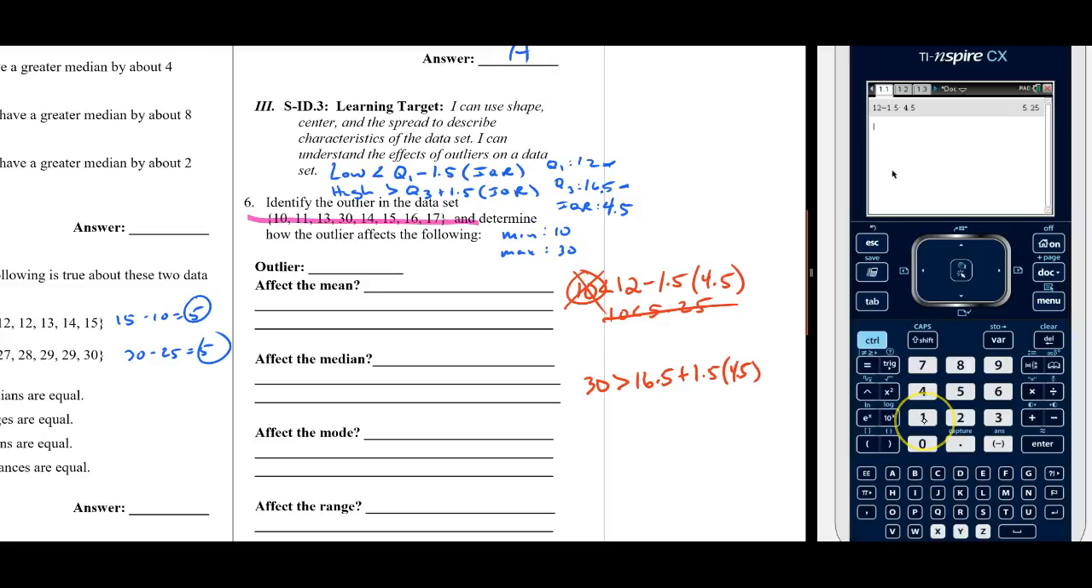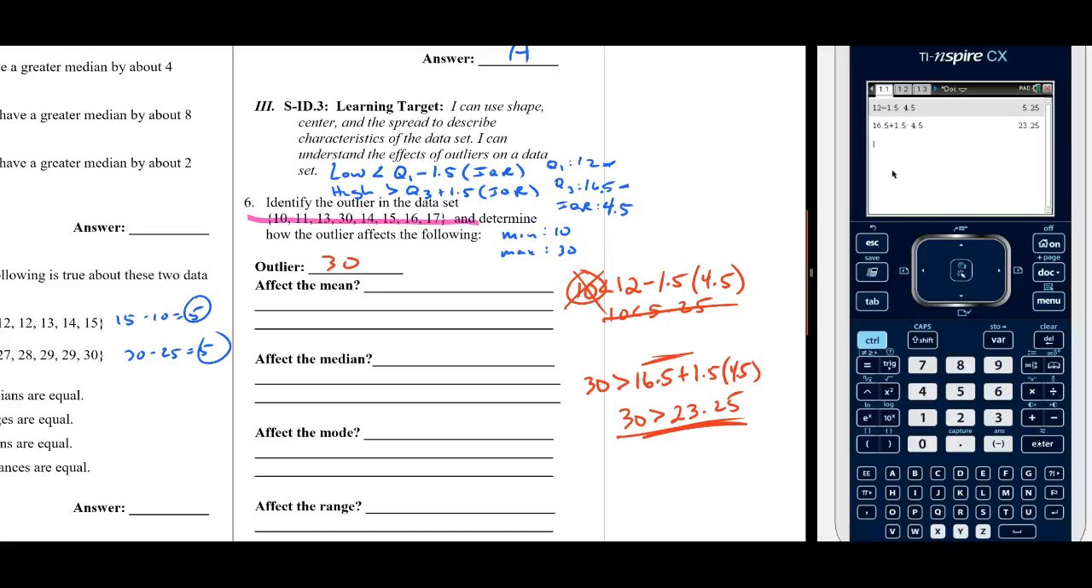And we check 30. So we're down here now. 16.5 plus 1.5 times 4.5, and I get 23.25. So we check, is 30 bigger than 23.25? And that is true. So my outlier is 30 because that's too large.